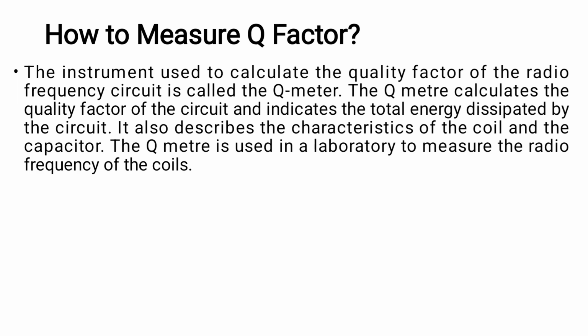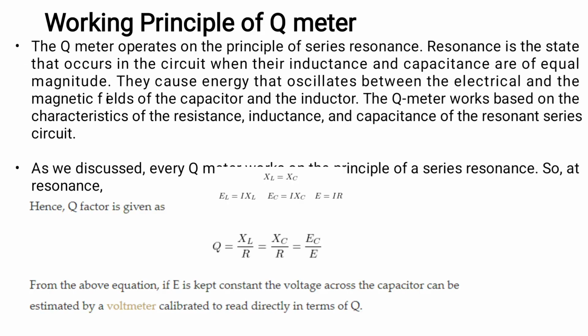So the instrument used to calculate the quality factor of the radio frequency circuit is called the Q meter. The Q meter calculates the quality factor of the circuit and indicates the total energy dissipated by the circuit. It also describes the characteristics of the coil and the capacitor. The Q meter is used in a laboratory to measure the radio frequency characteristics of coils. The working principle of the Q meter is series resonance.